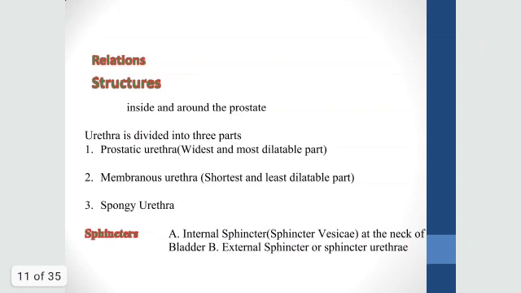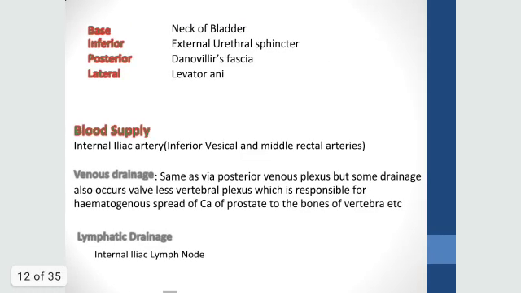So in the relations, urethra is divided into three parts: the prostatic urethra, which is the widest and most dilatable part; membranous urethra, shortest and least dilatable part; and the spongy urethra. There are two sphincters: internal sphincter, sphincter vesicae at the neck of the bladder, and external sphincter or the sphincter urethrae. At the base we have the neck of bladder, inferiorly there is external urethral sphincter, posteriorly there is Denonvilliers fascia, laterally there is levator ani forming the base of the pelvic floor.